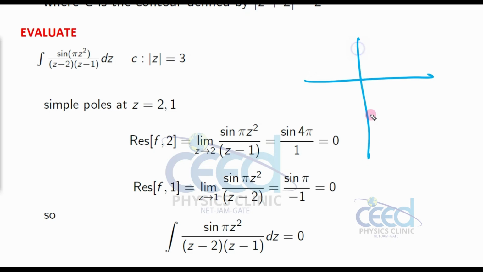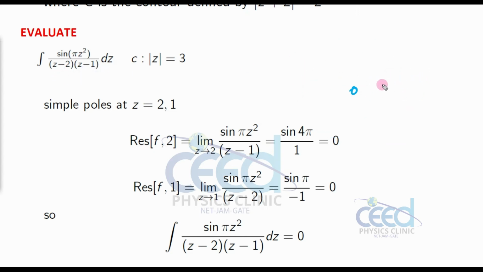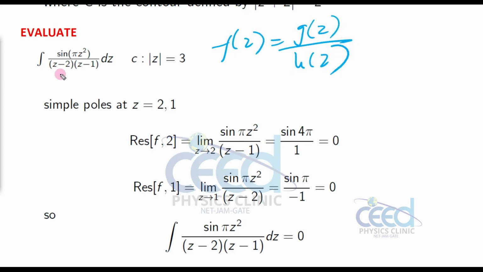So if you draw a circle with the center at the origin and radius 3, you will get a circle like this, and both poles, 2 and 1, are present inside this contour. So we have to calculate the residue at all these points, and then add. I can write f of z in the format g of z divided by h of z. So I can calculate the residue at z is equal to 2 first.